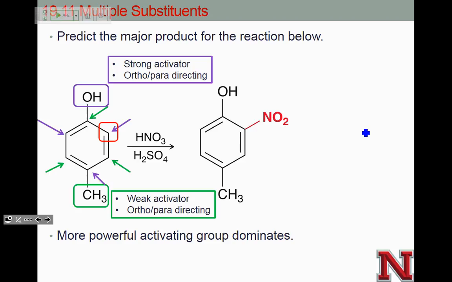Does that mean we won't have any in this position? Well, it depends on how strong the activator is. This one's a pretty strong activator, so it's really likely that all of our product is going to be ortho to the stronger activator.